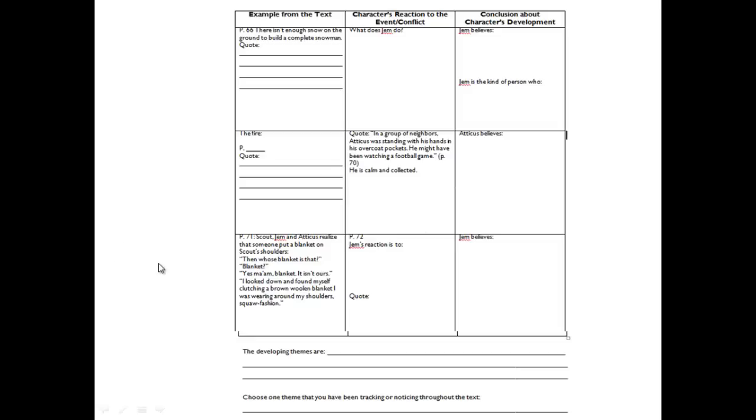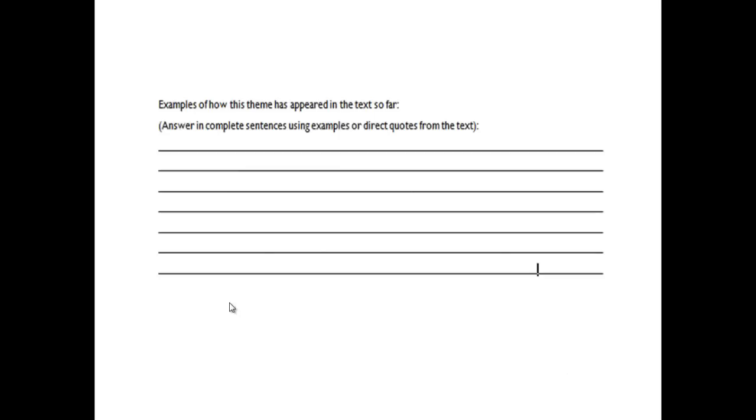On the bottom of that page, it asks you to identify more developing themes. Some of them might still be coming of age, empathy, love wins over hate, but some of them might be something else as well. So go ahead and show me your critical thinking and the themes you're finding. Then you're going to choose one theme down at the bottom that you've been tracking or noticing the most throughout the text. Which theme is starting to jump out to you the most? And then on the next page, the last page, I want some examples of how this theme has appeared so far in the text. Please answer in complete sentences using examples or direct quotes from the text. Treat this like a short response with a couple of really good examples.